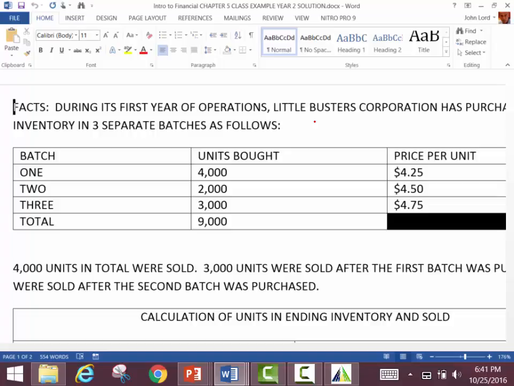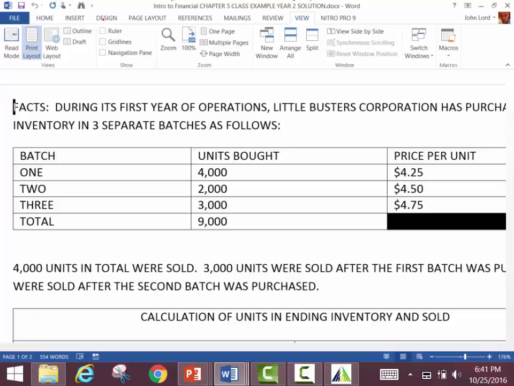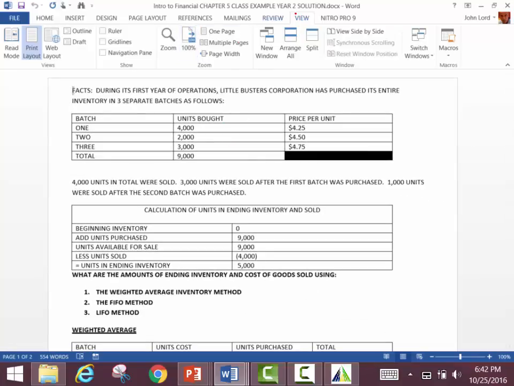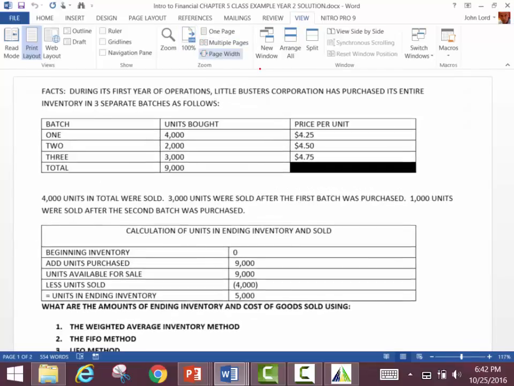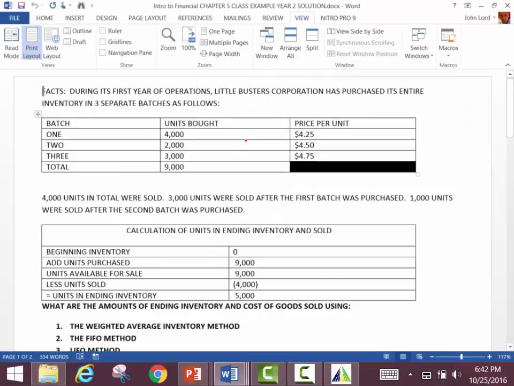Okay, so anyway, let's take a look at this. We have this example of Buster's Corporation purchasing inventory in 3 separate batches as follows. They give us this information, and I just want to get this so that it fits better on the screen. Okay, good. So we're going to look at 3 different methods for this.